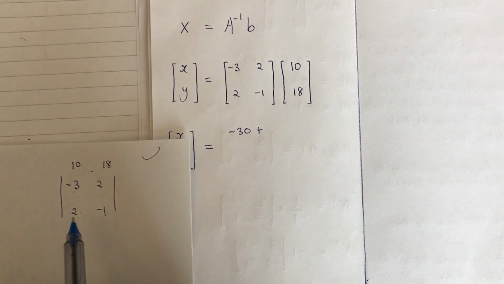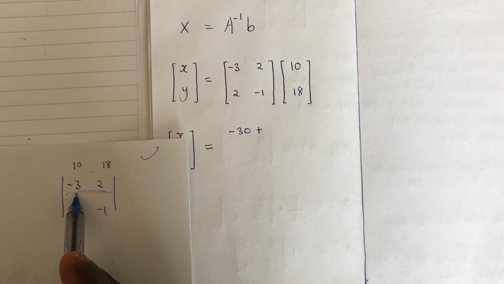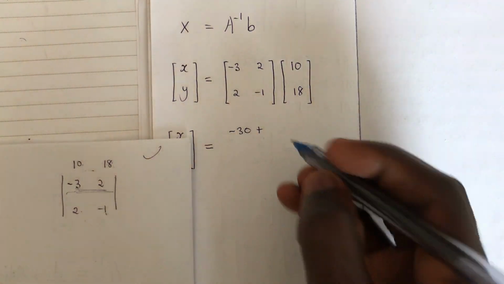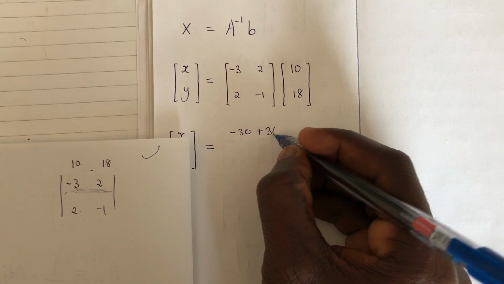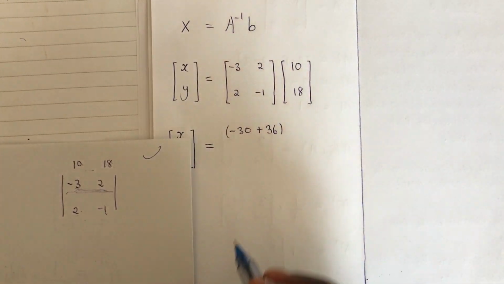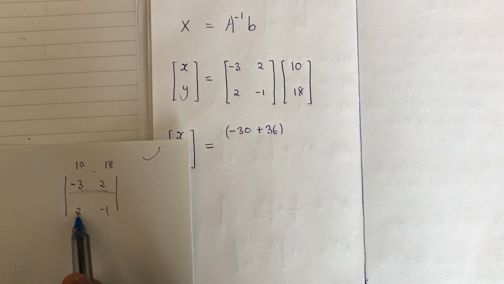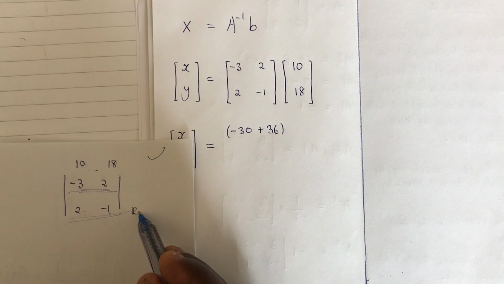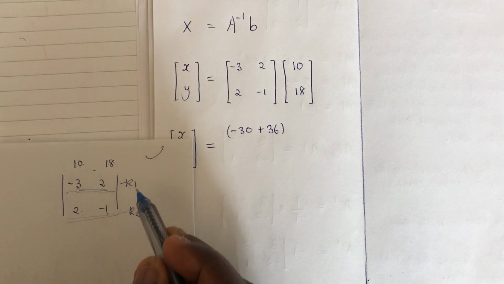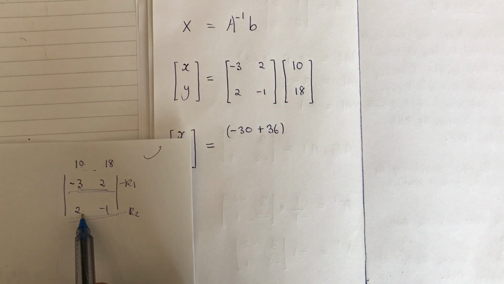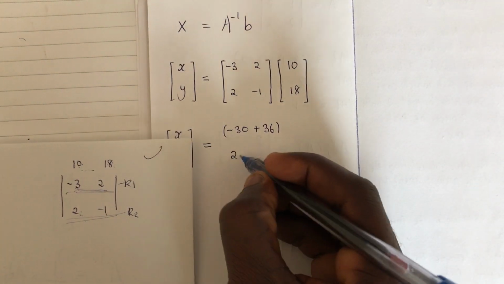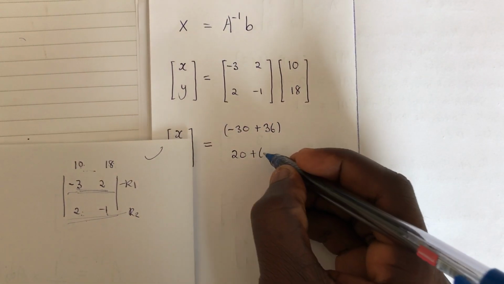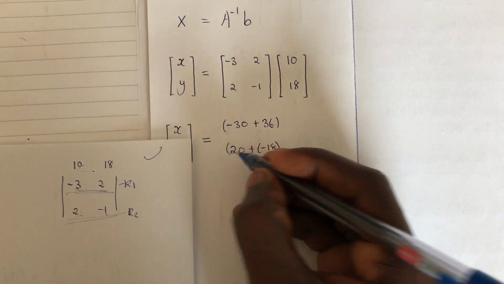Remember, don't use the 10 to multiply this one. Work with the first row first. So 10 times negative 3, I got that. 18 times 2, I'm getting plus 36. Put this in one bracket. Then I have 10 times 2. I'm moving to row 2. This is row 2, and this side is row 1. So now 10 times 2, I'm getting 20. Then 18 times this, I'm getting plus negative 18.